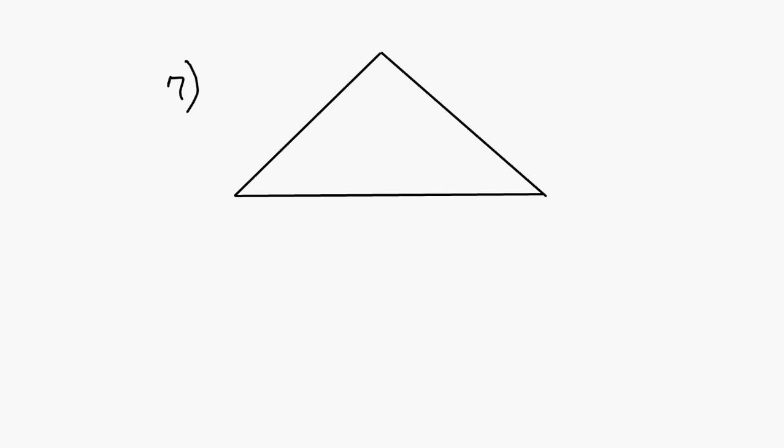Number 7. Legs of an isosceles triangle. The legs, those are the congruent sides. The legs of an isosceles triangle have legs of x plus 1 and negative x plus 7. The base length is 3x minus 3. What is the length of the base? So they're asking for the length of this side.